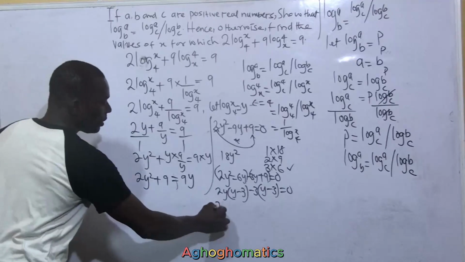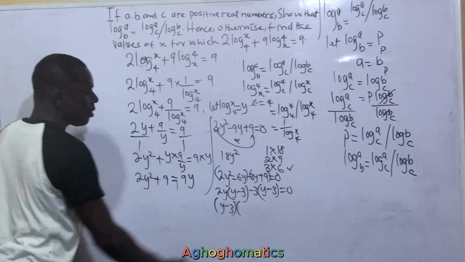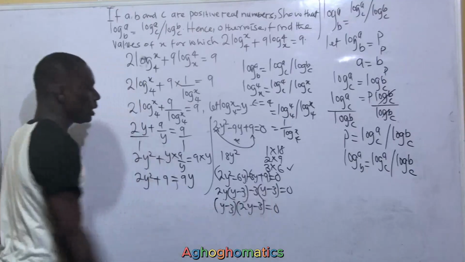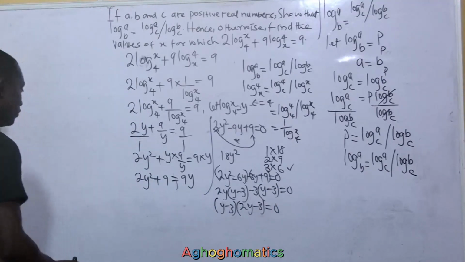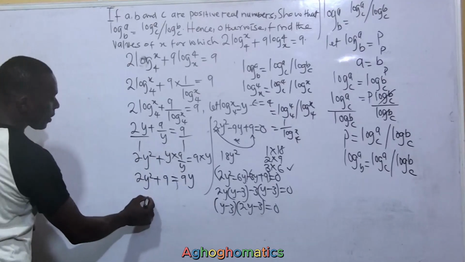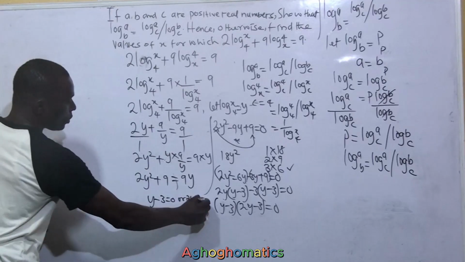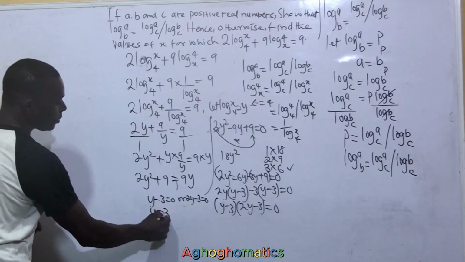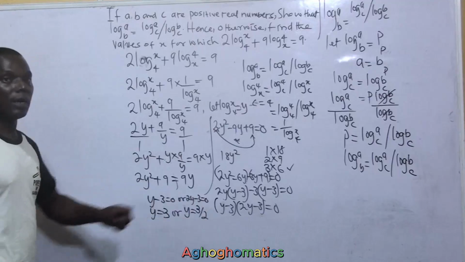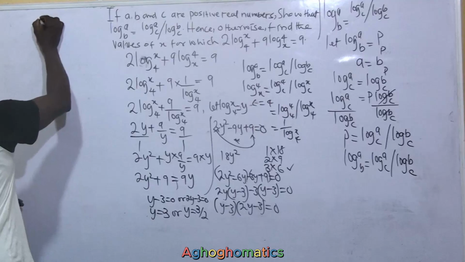So here we have 2y. The common factor here is y minus 3, and what is left there is 2y minus 3, equal to 0. This means that y minus 3 is equal to 0, or 2y minus 3 is equal to 0. So y is equal to 3, or y is equal to 3 over 2. You can simplify this further.